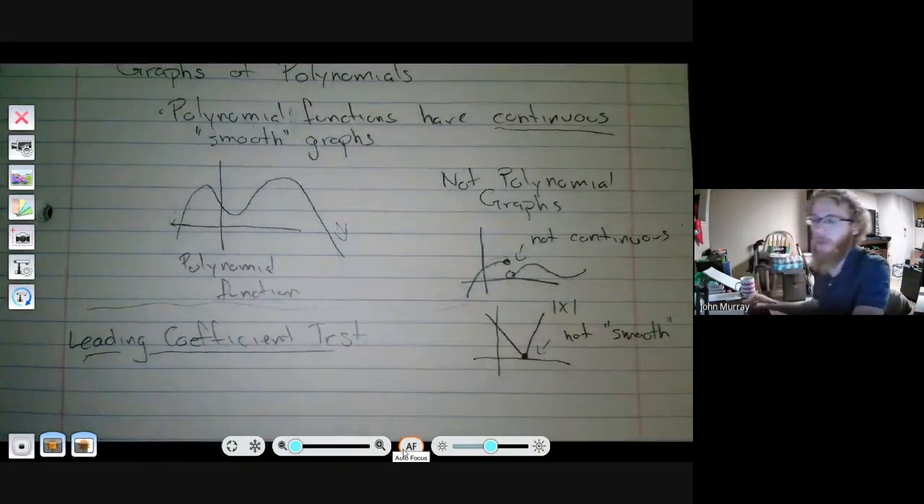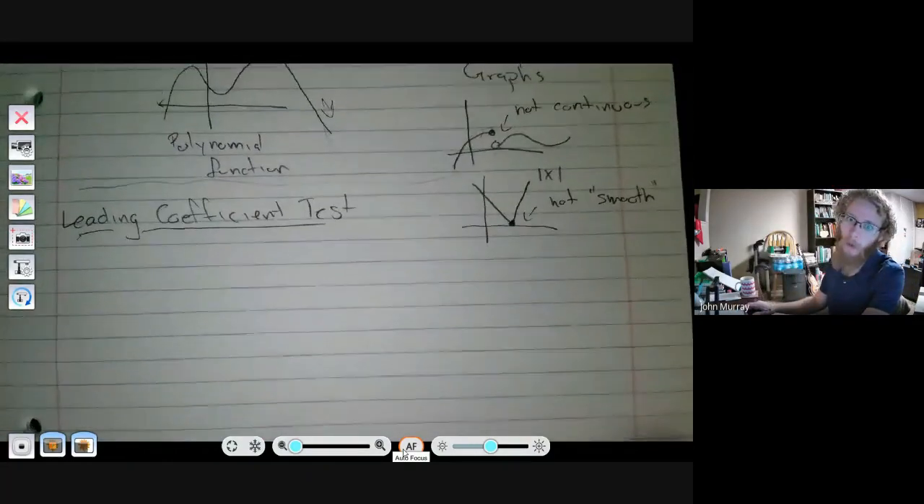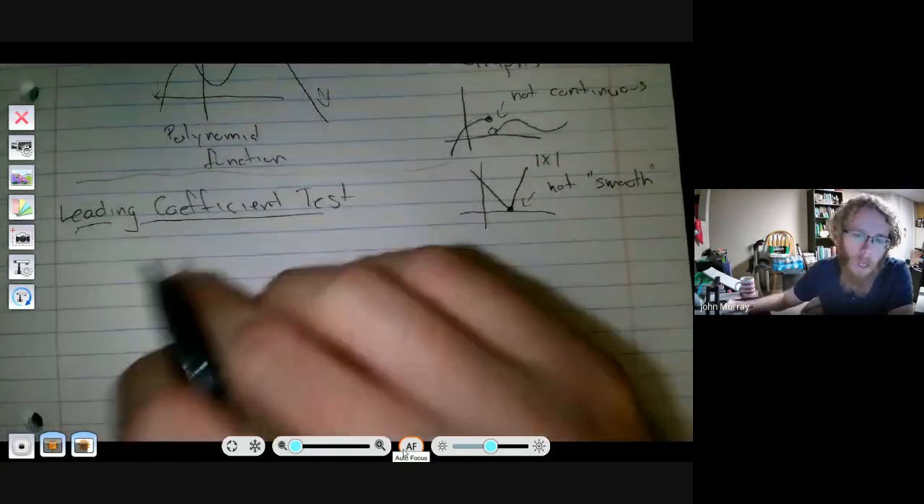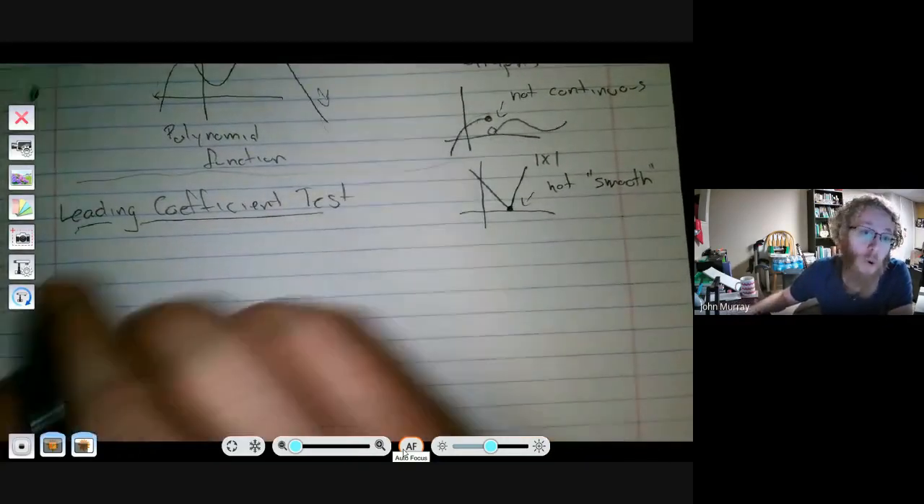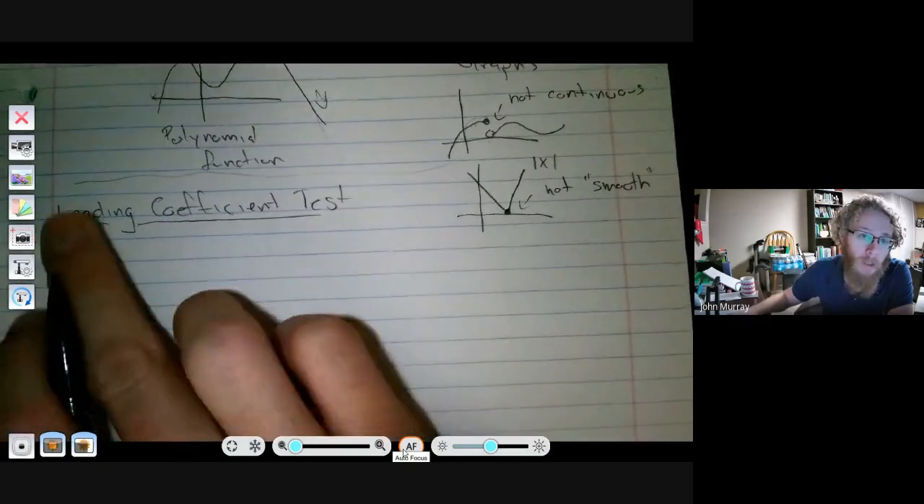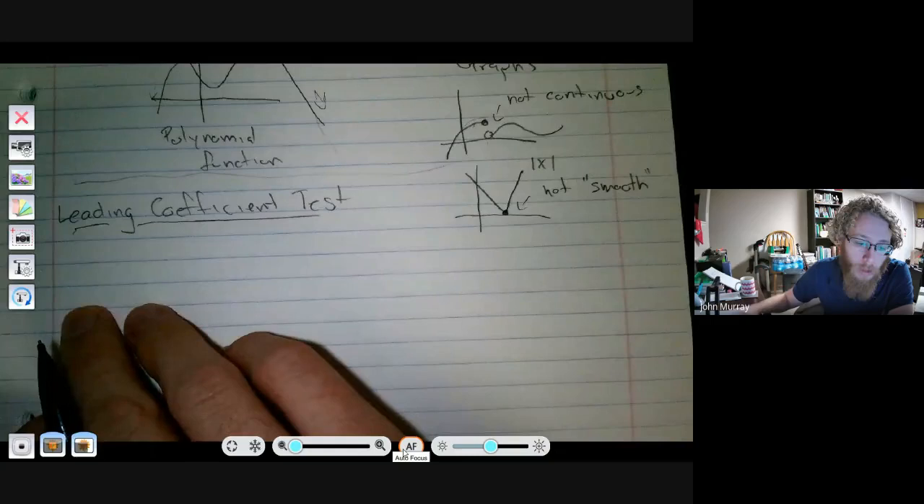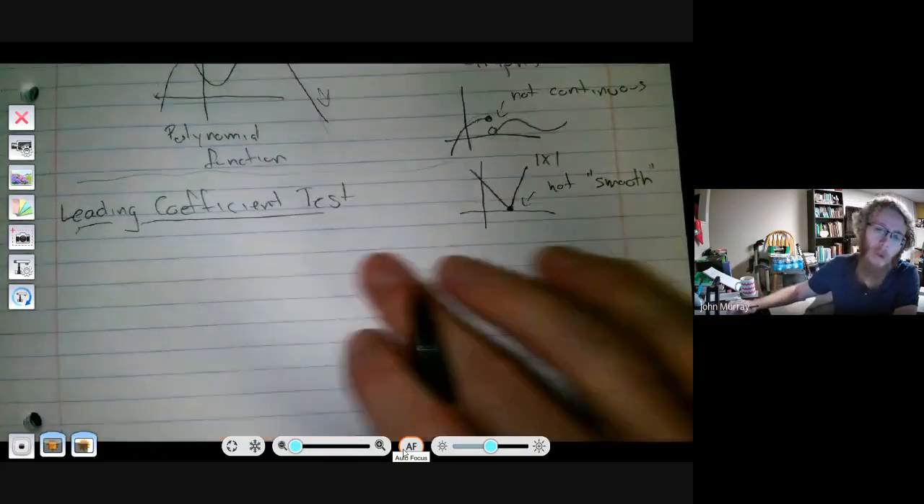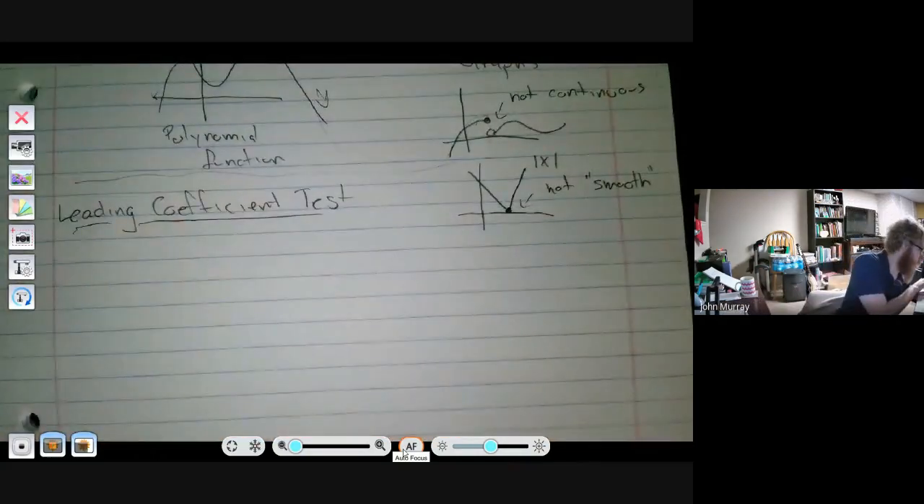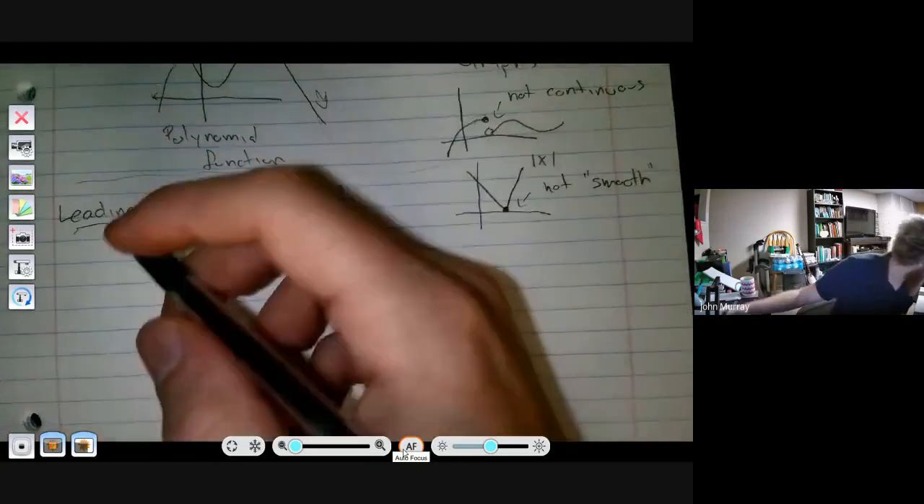Again, just some refresher if it's been a while since you've heard some of these words. Coefficient is the number that's in front of your variable. So leading coefficient means it's the first coefficient when you line up your polynomial in descending order. Okay, so there's two things that we're looking at.